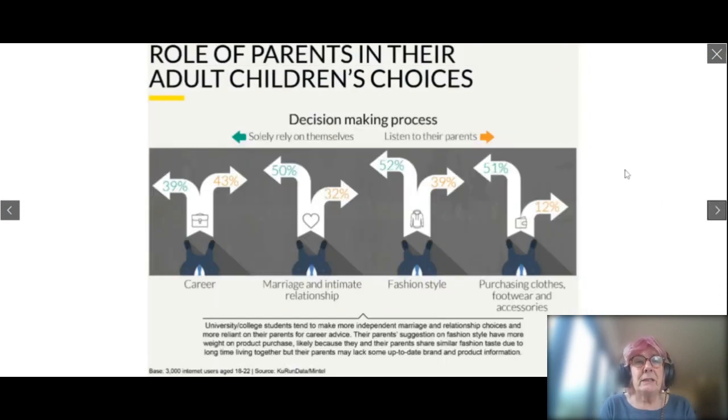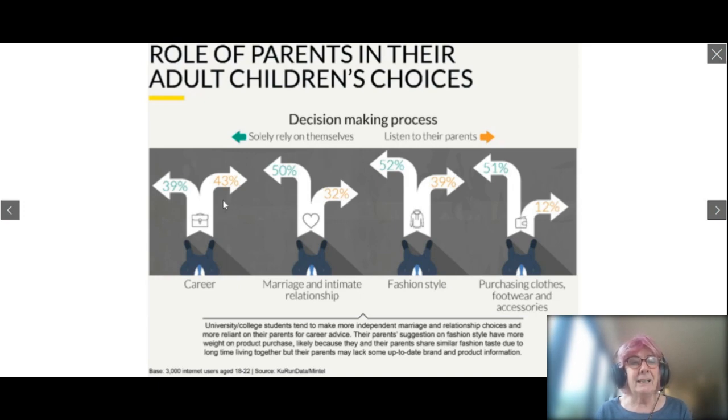This one is also interesting because this looks at whether those students make the decision on their own or whether they listen to their parents. And you can see how that differs. The green figures are the percentage of students who said they solely rely on their own decision making. For example, when it comes to marriage and intimate relationships, half of them said they make their own decision. However, 32% said they listen to their parents.